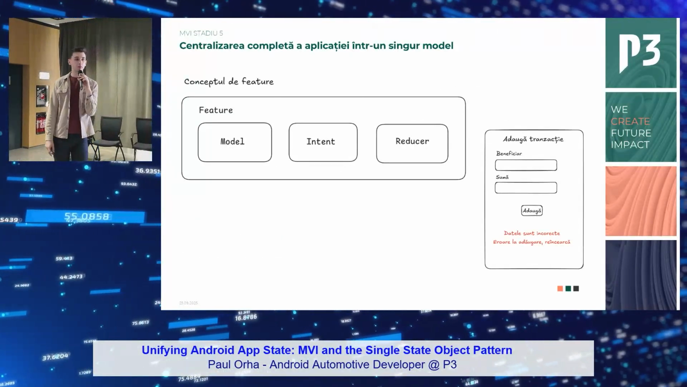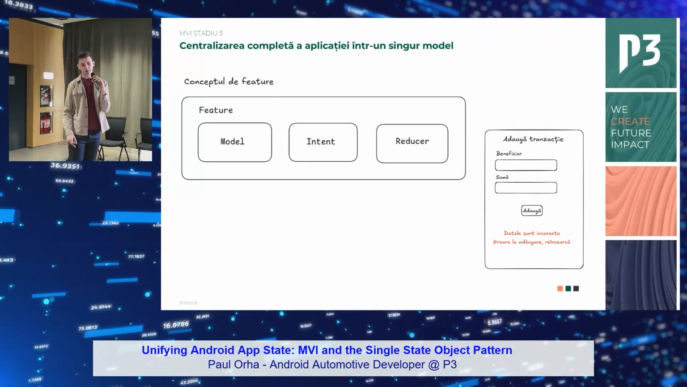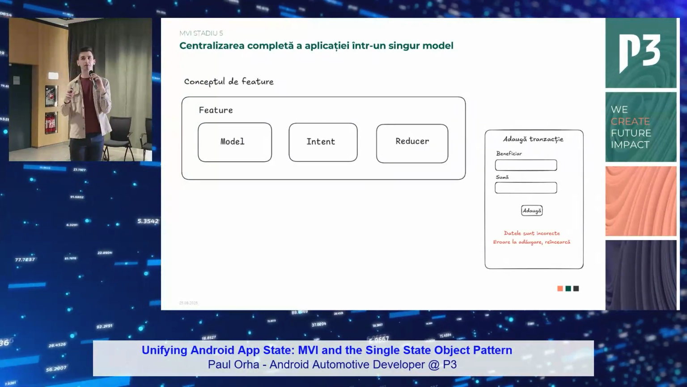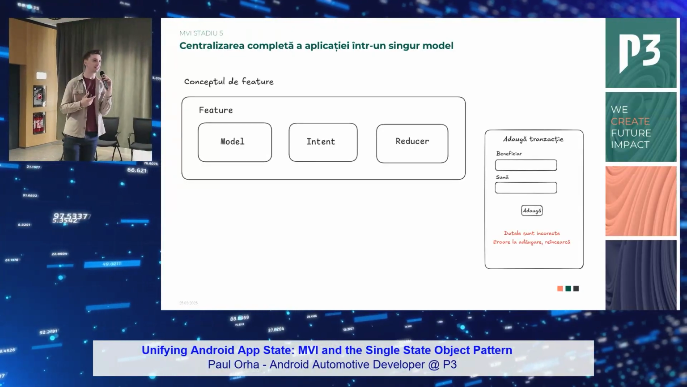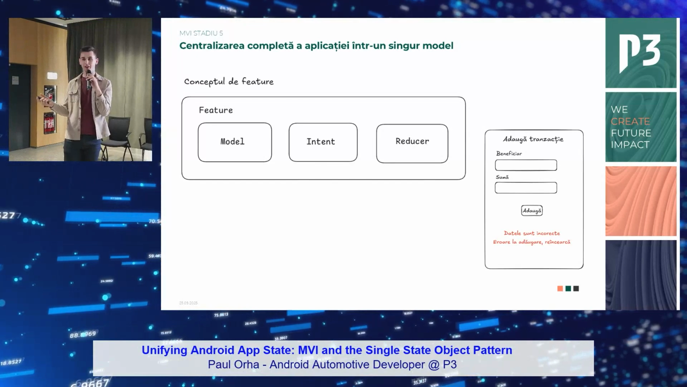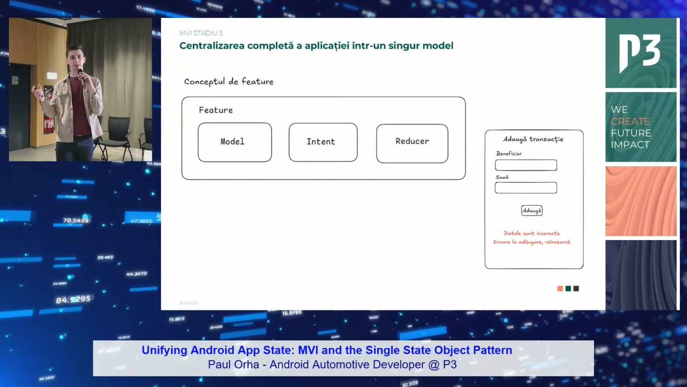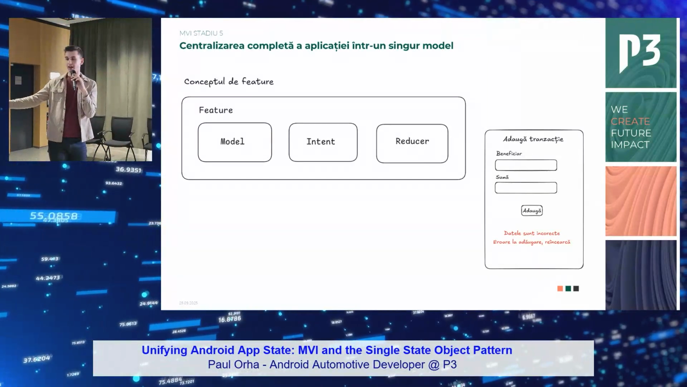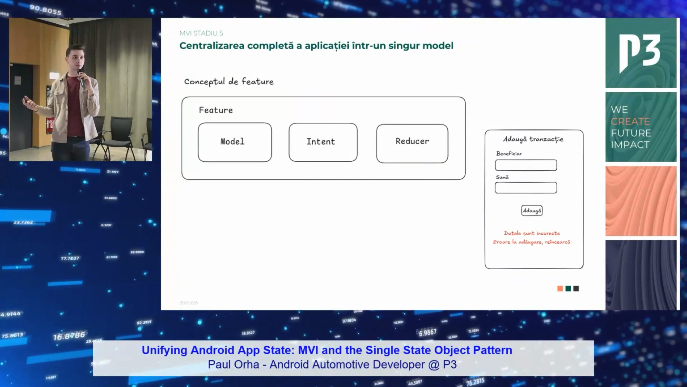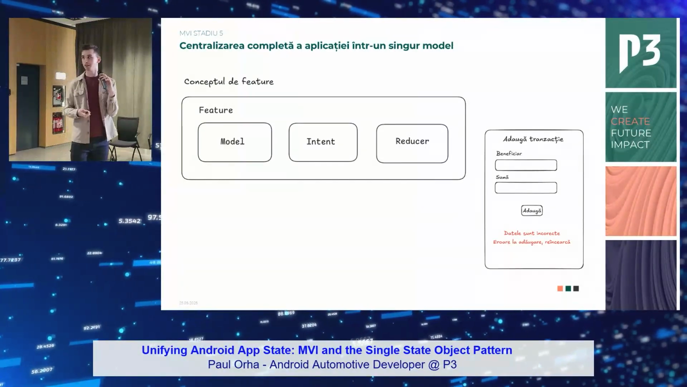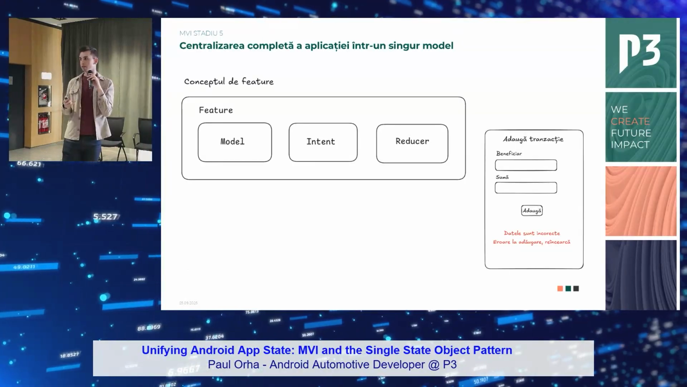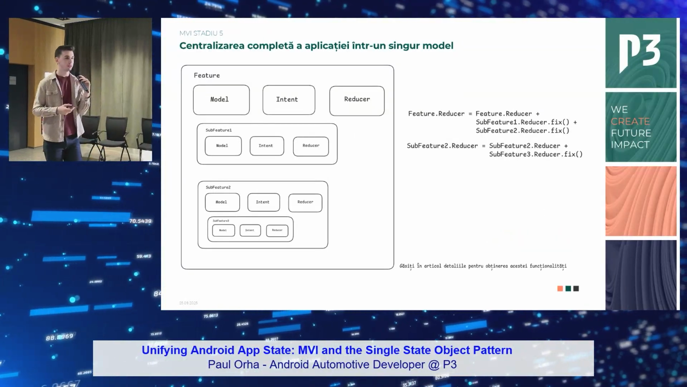So how would I go about doing that? My easiest way to describe it is to think about app features. What is a feature in an application? From the presentation I just gave you, I can easily describe a feature as a model, in this case the add transaction, the intents the user can do, and the reducer, which describes what happens when the user does certain intents. So now that we've clarified the feature, we can think about combining them.